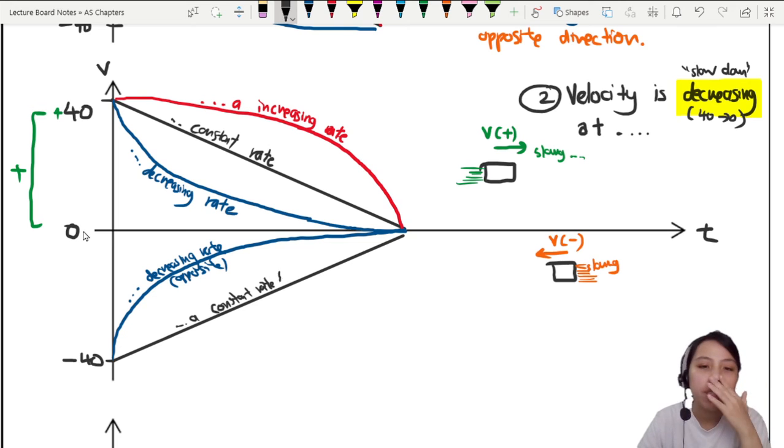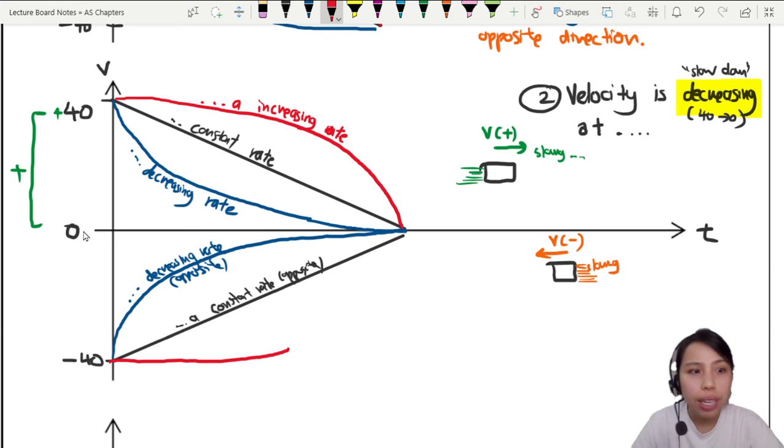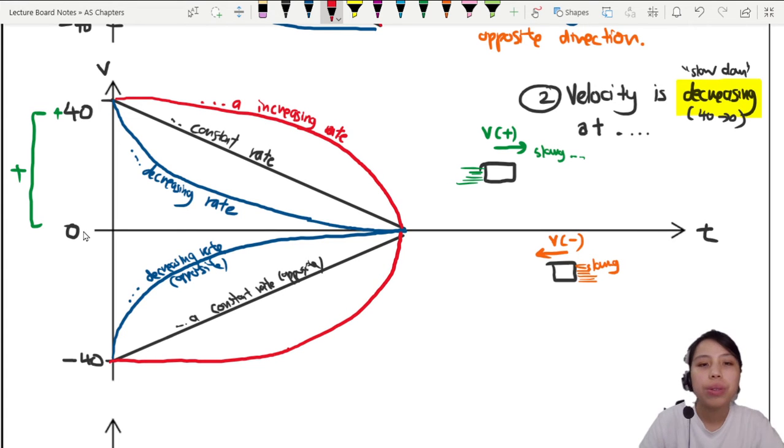Constant rate also opposite direction. Last one. At first you slow down a bit. Suddenly you see a rabbit and you slam the brakes. And then you drop down to 0. Phew. This one is velocity is decreasing, but at an increasing rate.